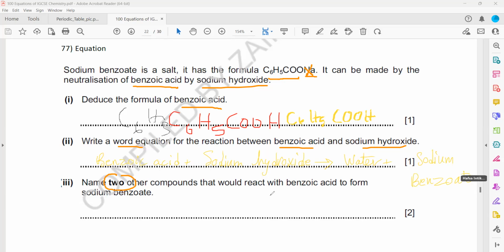Name two other compounds that could react with benzoic acid to form sodium benzoate. Sodium hydroxide is one of them. So what else can we use? We can use sodium oxide, and sodium carbonate can be used. Again, a similar question: you want to produce sodium benzoate, a salt of sodium. One of the reagents, benzoic acid, was reacting with sodium hydroxide. What else can be used? You can use sodium oxide, sodium carbonate, or sodium metal itself. But practically, sodium metal is a highly reactive metal, so we don't use it for preparation of the salt. But writing it as an answer is acceptable.